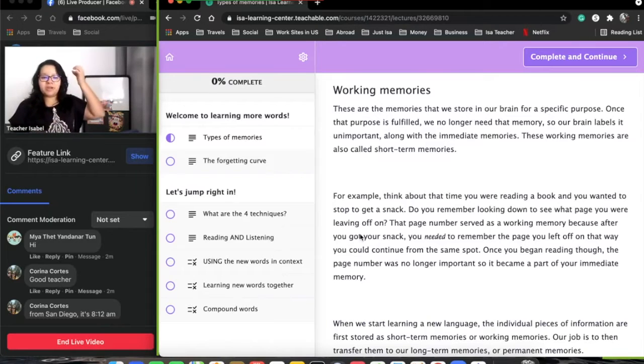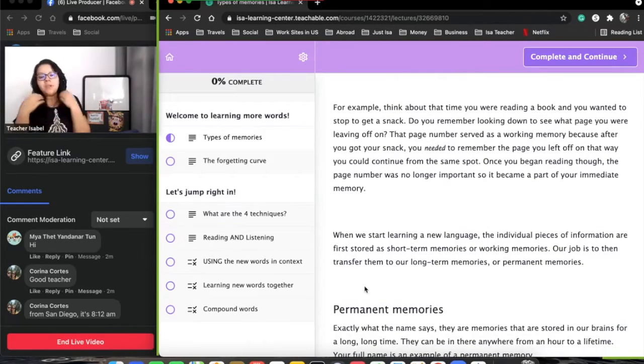So then our brain goes, no longer short term memory. Let's put it in the immediate memory and forget about it. We don't need to remember page 101 because we've already passed it. So this is kind of how working memory or short term memory works.